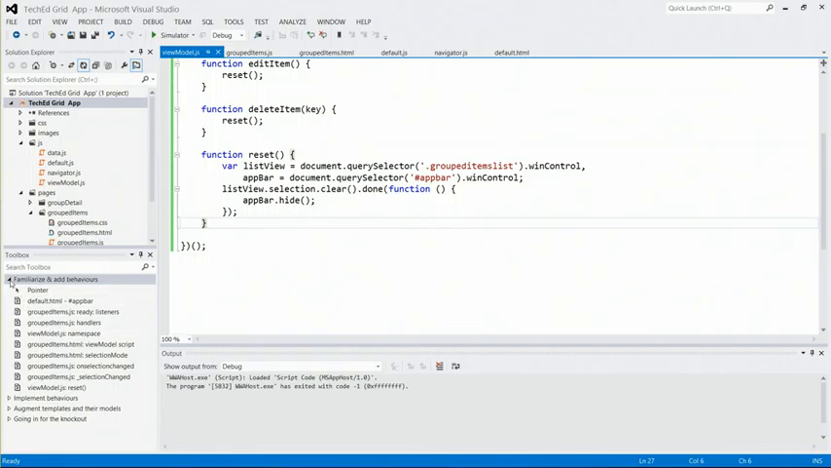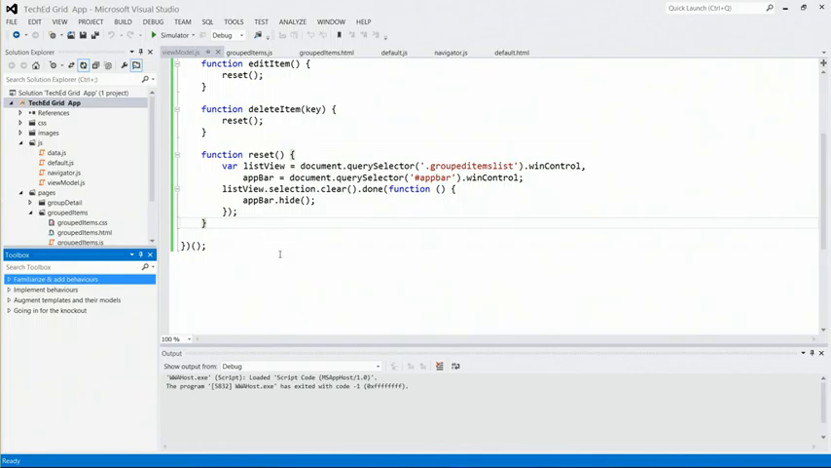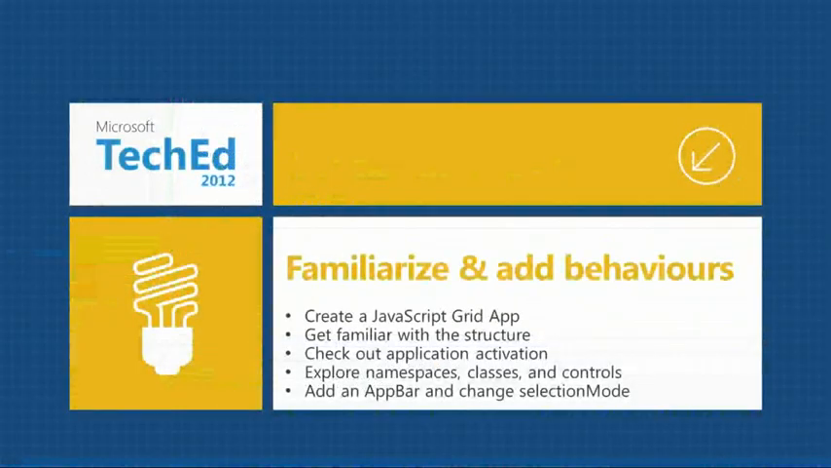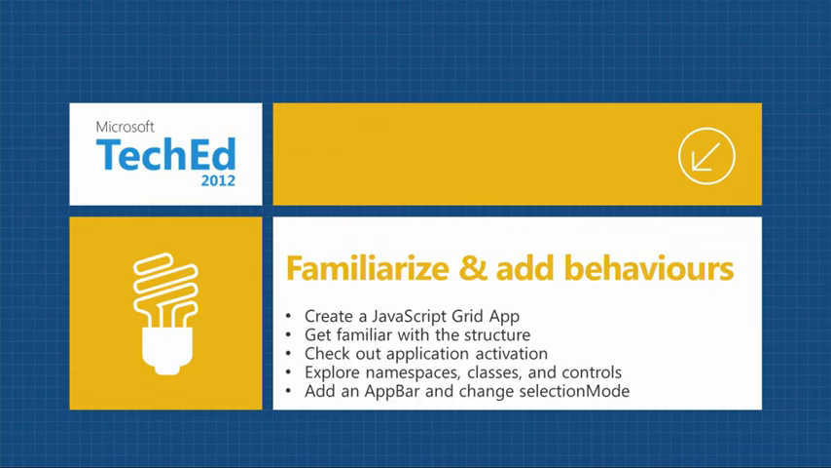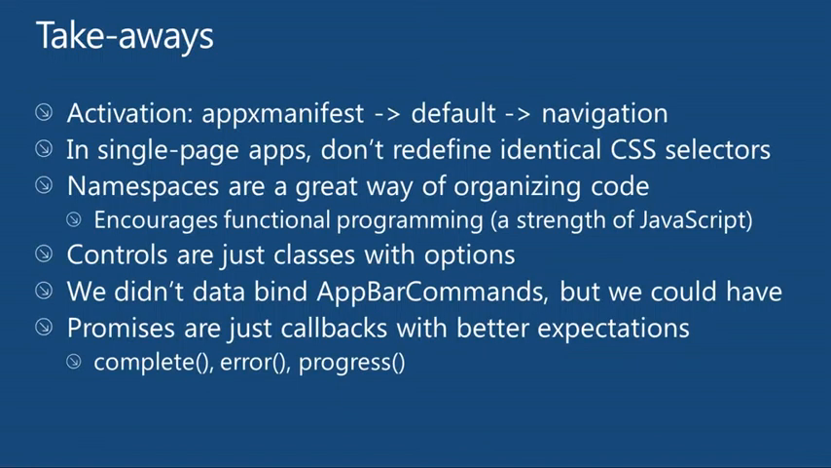All right, cool. So that's got us pretty far. At least we have some understanding now about the structure and about a number of different things. Let's make sure I didn't forget anything. Okay, so we did all these things. So the takeaways. Activation starts in the app manifest, goes to default, and then goes to navigation, just by default.